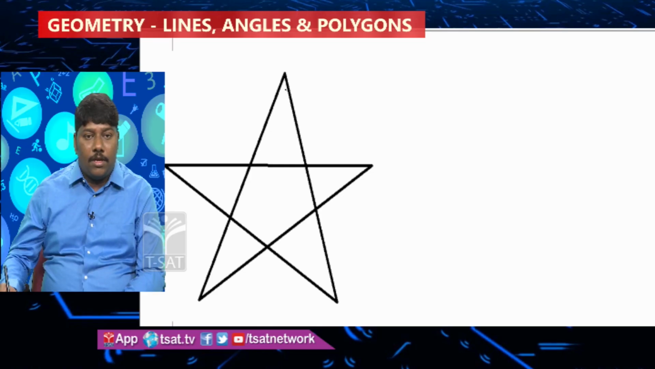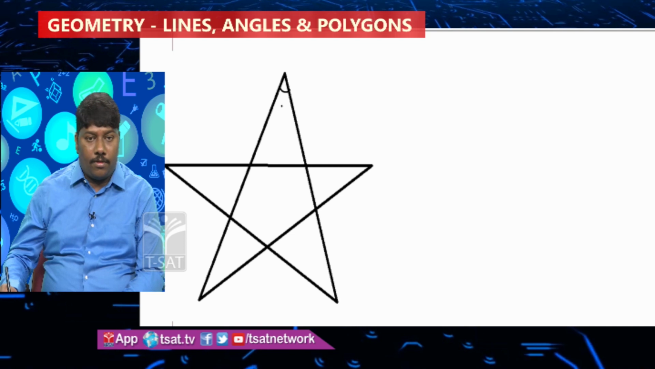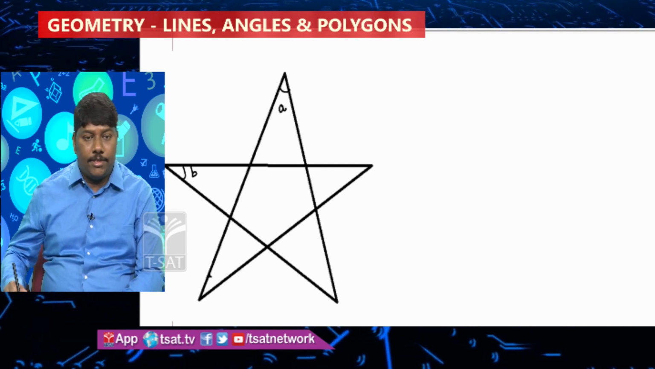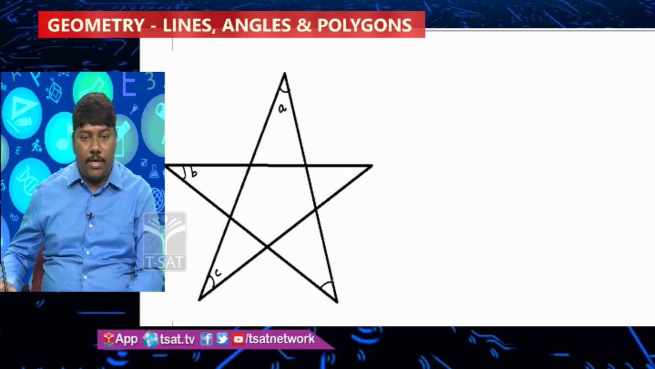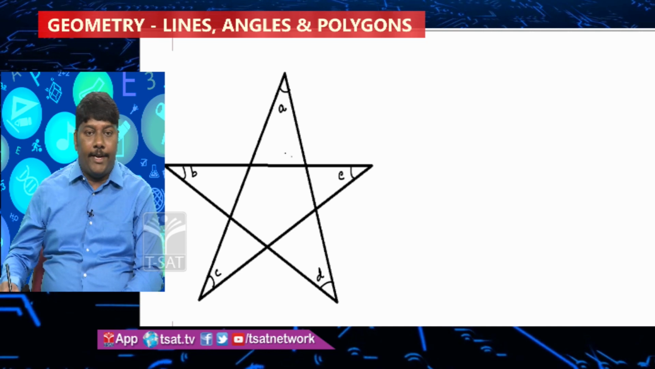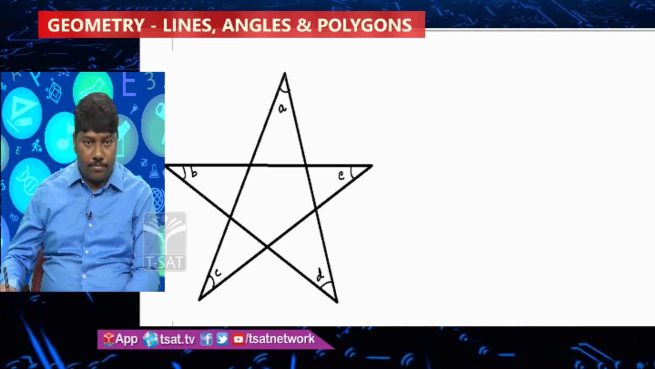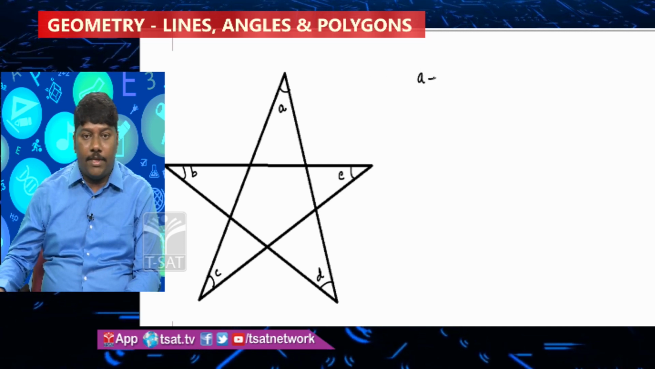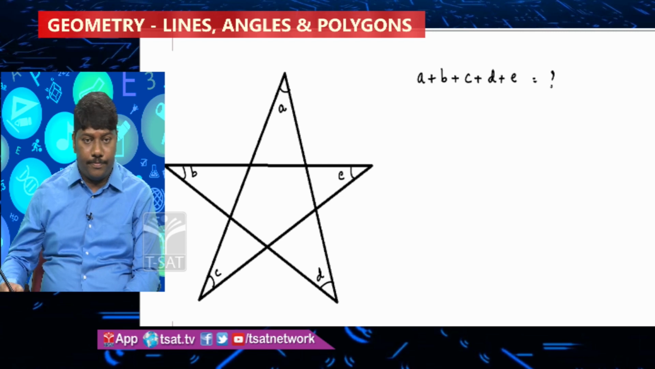Suppose in this diagram, if I ask you, let's say this angle is A, this angle is B, angle C, angle D and angle E. In this pentagon, in this star, I am asking you what is angle A plus angle B plus angle C plus angle D plus angle E. What is the sum of these 5 angles?